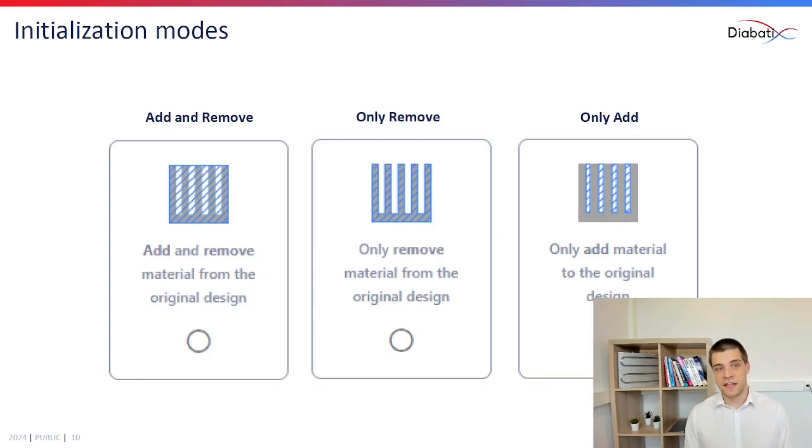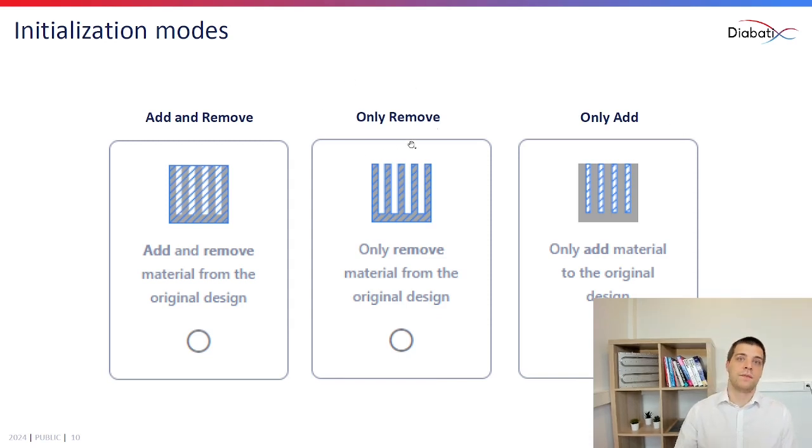ColdStream offers 3 initialization modes. A bit counterintuitive, but I will start from the right. Only add is an initialization where your initial design is untouched. For example, if you use pins, the pins will not be changed. ColdStream can only add material in between the different pins. For example, if you have 2 pins next to each other, ColdStream can add a bit of material in between to make a small fin, or you can group a couple of pins into a bigger structure. But the underlying initial design is fixed.